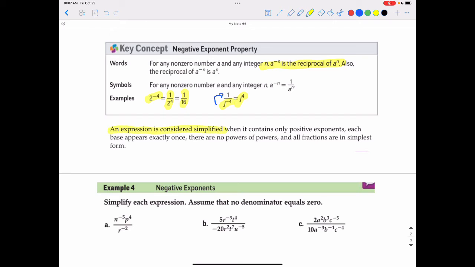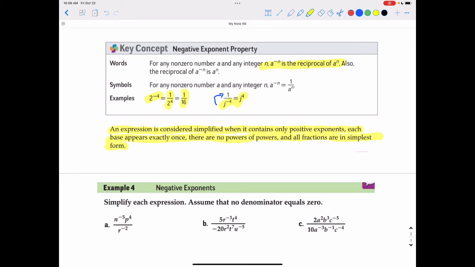An expression is considered simplified when it contains only positive exponents, each base appears exactly once, there are no powers of powers, and all fractions are in simplest form. So to be simplified, no power of powers, you shouldn't have two exponents on one base.